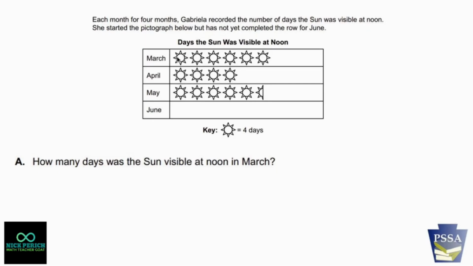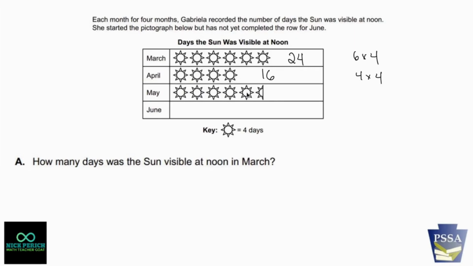Okay, what I would do is I would say, all right, well, there's 1, 2, 3, 4, 5, 6 full suns for March. Each sun is 4, so 6 times 4 is going to be 24. For April, we have 1, 2, 3, 4. So 4 times 4 is 16.